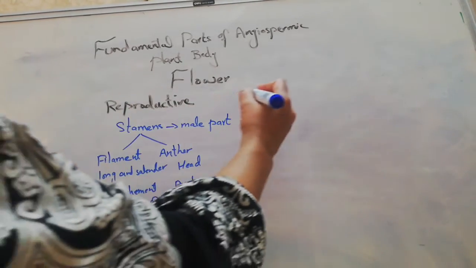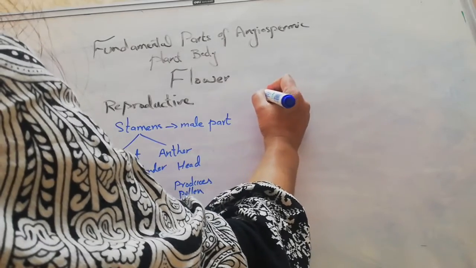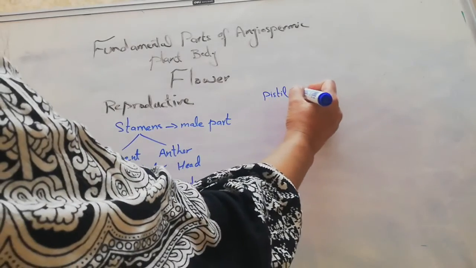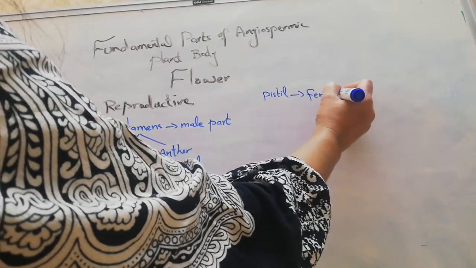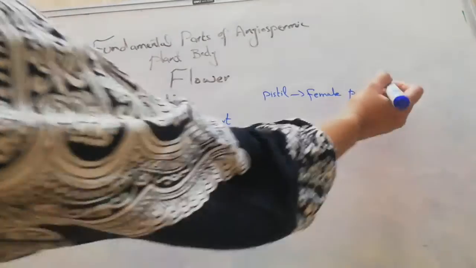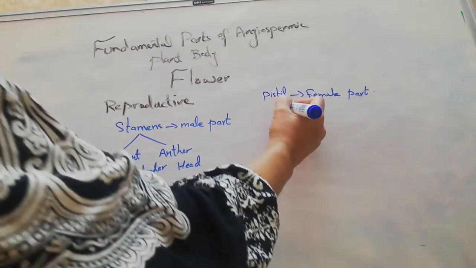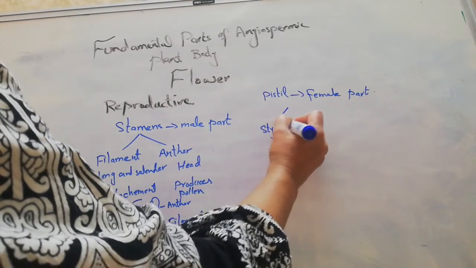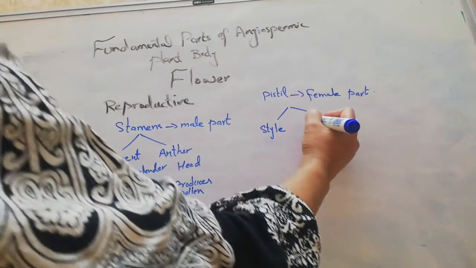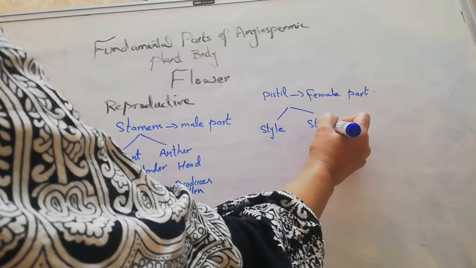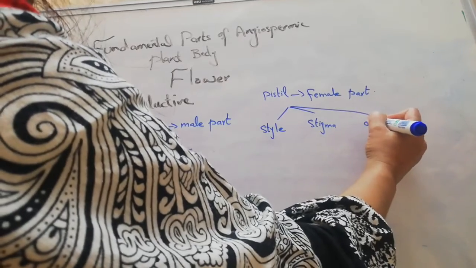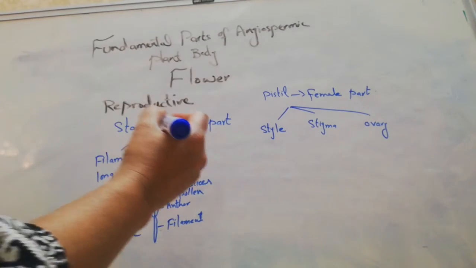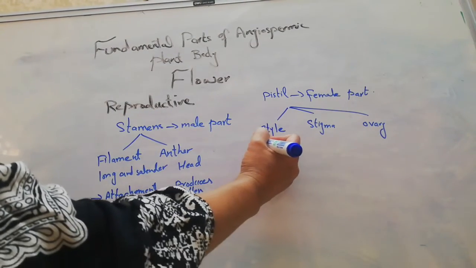Now we will discuss the pistil. Pistil is basically the female part, and this female part has three main portions. First is known as the style, second one is known as the stigma, and third one is known as the ovary. Style is basically the long stalk.